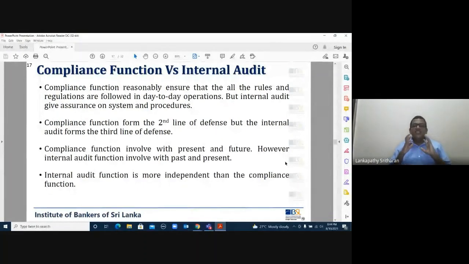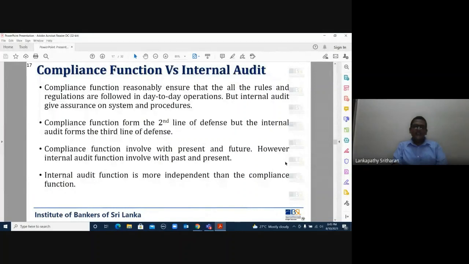The compliance function is involved with the present and future, but the internal audit function is involved with the past and present. They will check the past. For example, if they check the accounts or anything, it is related to the past. And for example, vouching or any payments, the past and present, checking whether the systems and controls are okay, and past transactions. But the compliance function is generally with the present and future. And the internal audit function is more independent than the compliance function.